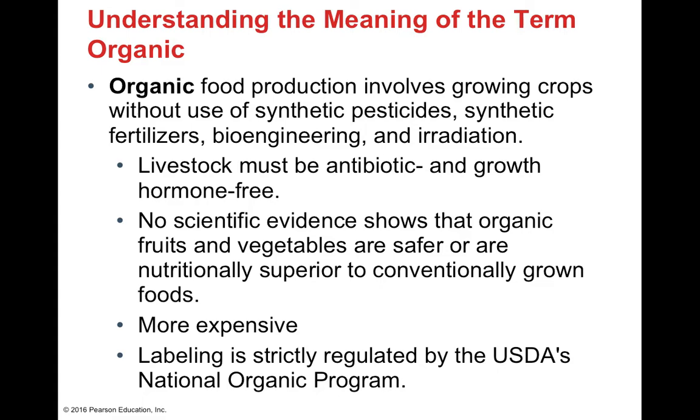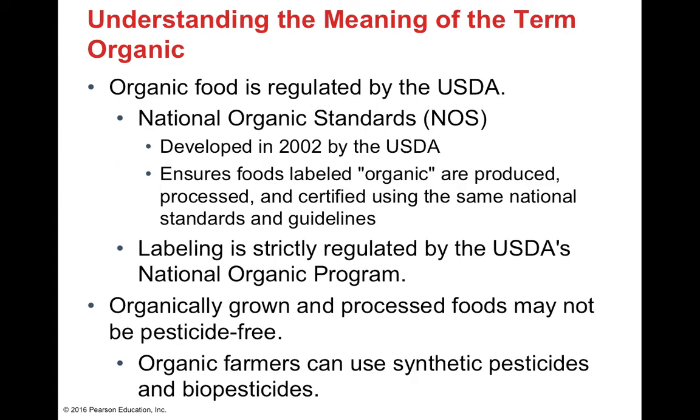And a lot of that has to do with the labeling programs, as well as the fact that they often have a higher food loss than conventional food and still have to pay the same amount for their land. Now, labeling is going to be regulated by the USDA's National Organic Program. And there's a lot of hoops that these farms are going to have to jump through in order to earn this label. They're going to have to meet National Organic Standards, or NOS, which were developed by the USDA in 2002 to ensure that all foods labeled as organic are actually produced, processed, and certified along the same standards and guidelines, basically to level the playing field.